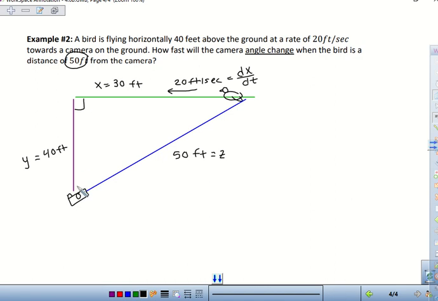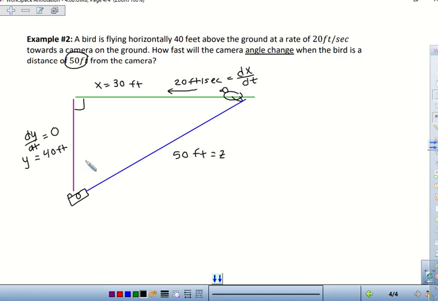His vertical distance is always going to be 40 feet above the ground. Is everybody good with that? So this right here, you can say dy/dt equals 0. We don't have it. So that means that when we take our derivative, we can plug this in ahead of time before we take the derivative because it's what? Constant, right? It's a constant value, which means its rate of change is going to be 0.